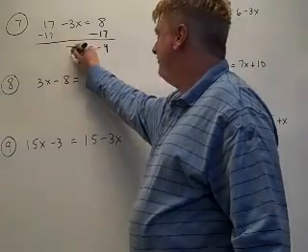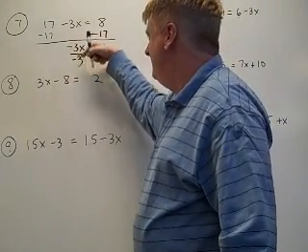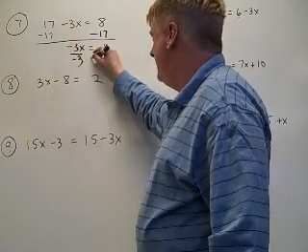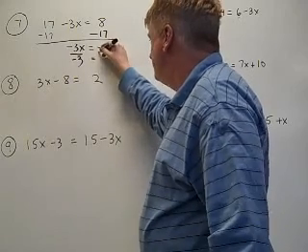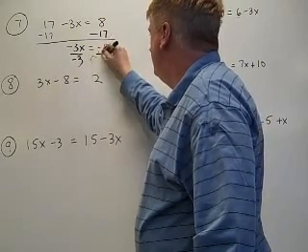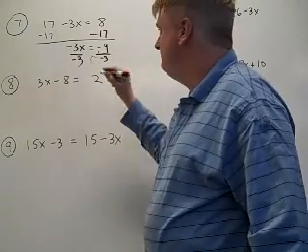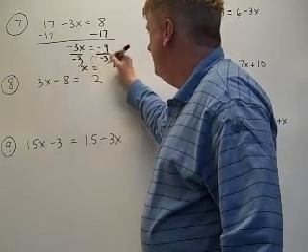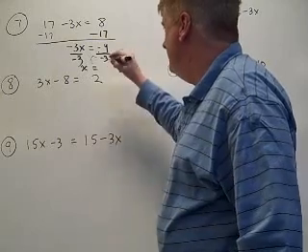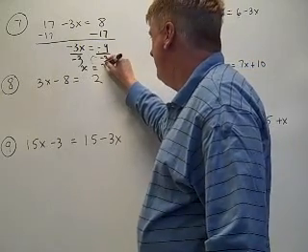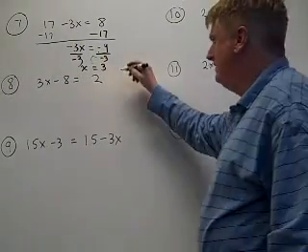We divide both sides by negative 3. We divide this side to get x all by itself, but we have to divide this side too in order to keep balance. We're left here with negative 9 divided by negative 3, which is a positive number, and it's positive 3.